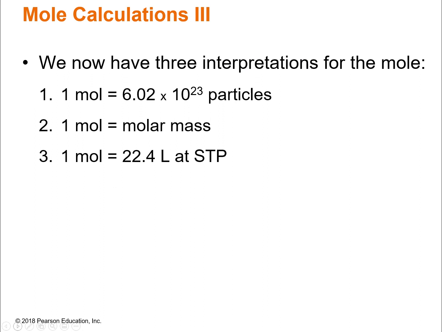So we've now got 3 different interpretations of the mole. We've got particles, Avogadro's number, and that can be atoms, ions, or molecules. We know that 1 mole is equal to the molar mass, so that's the atomic mass units expressed in grams. And for gases only, 1 mole at STP has a volume of 22.4 liters.